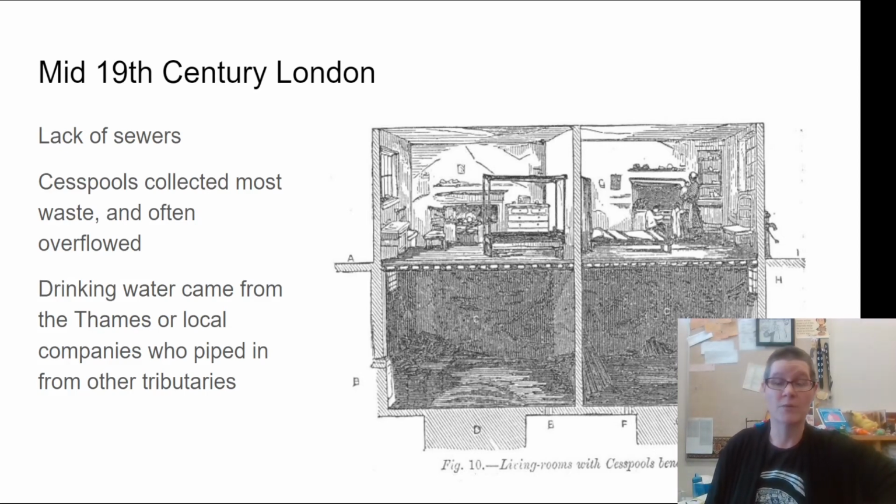Often overflowed water would end up in other water systems that should be clean. For example, the Thames, the local large river that went through England, which, by the way, was also where people got their drinking water from.